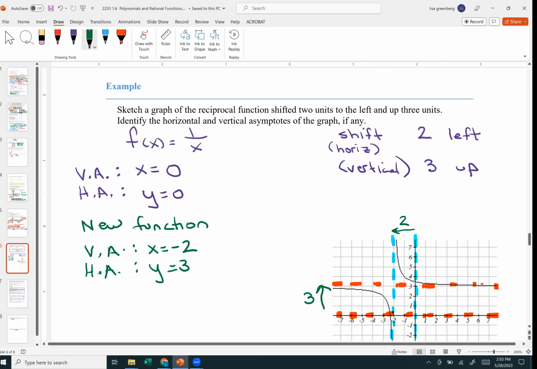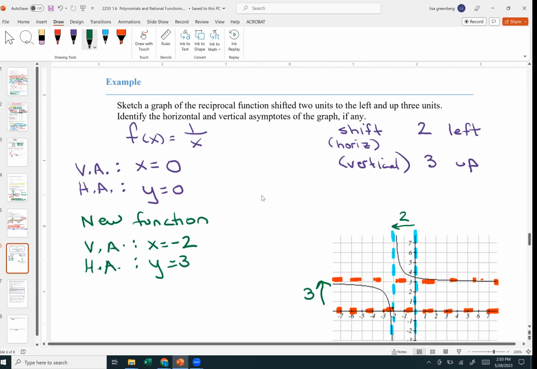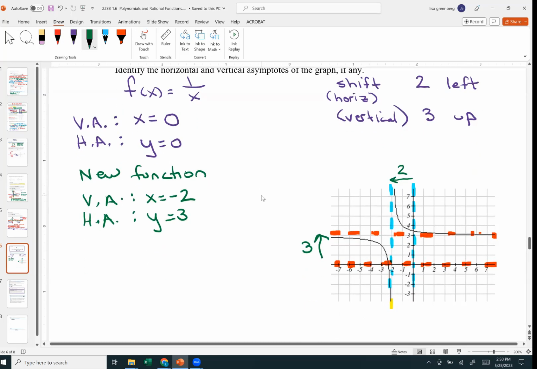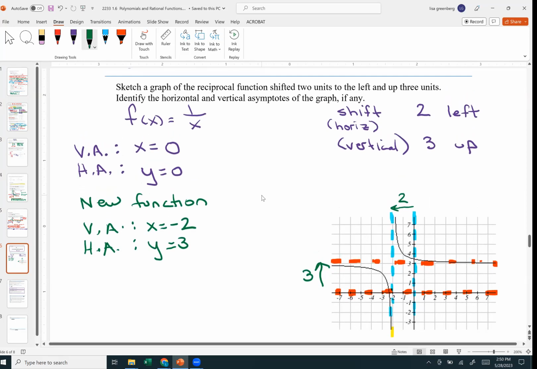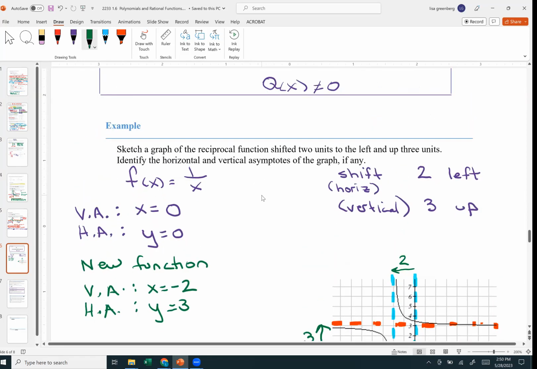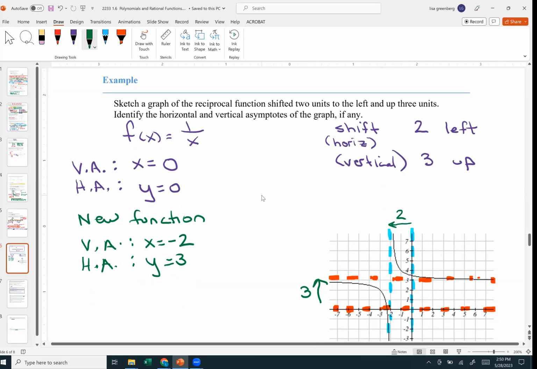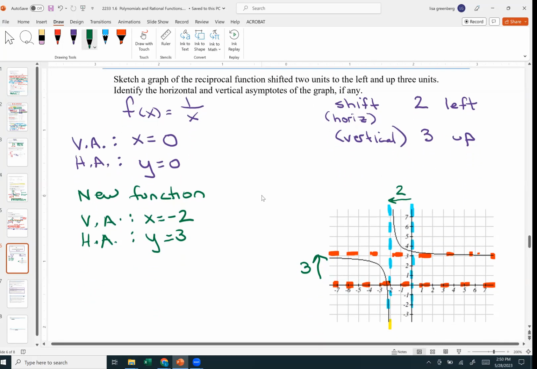And we just take that graph and we put in our asymptotes first, and then we can sketch our graph. It's really just a transformation. We talked about transformations in 1-2, I believe. And so that's how you would do this graph. What does it look like? Well, first, here's our sketch.